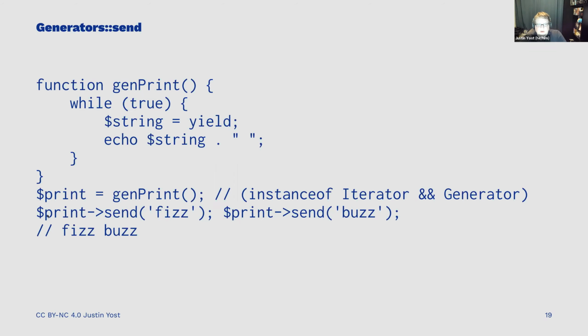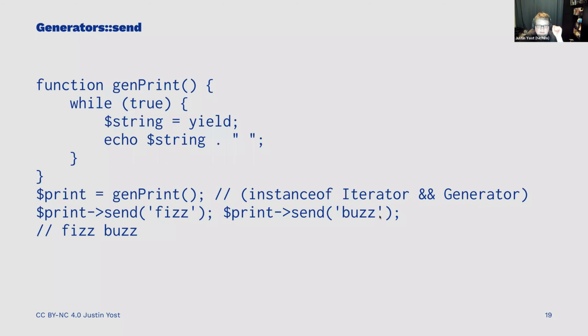On print send, we say send a value to it as fizz. What that does is it calls gen print, kicks off its execution, comes to the first yield, and pushes fizz into the return for that yield, the left-hand side of the equal sign. So the result of that yield becomes that string. We echo string, we come back around, we loop, we pause execution here again, we come back out here.